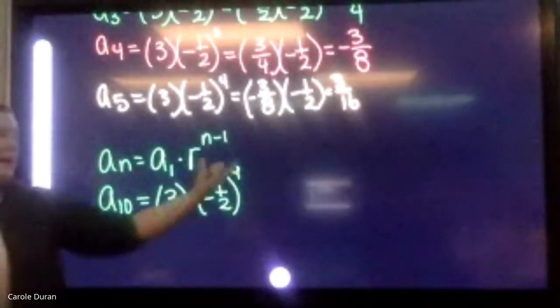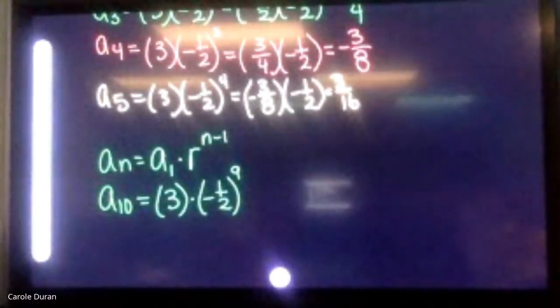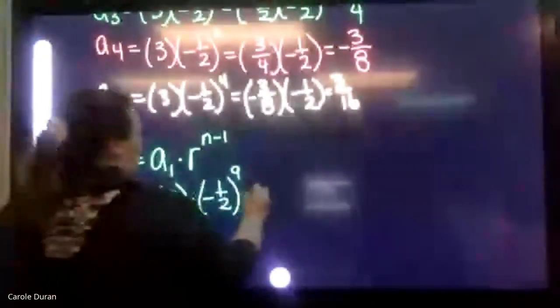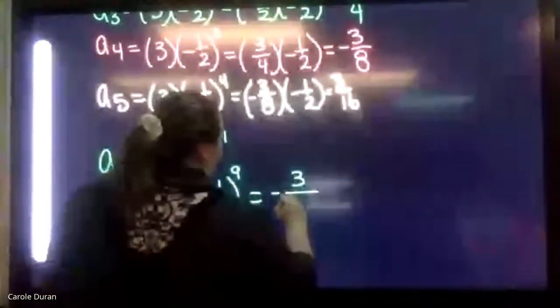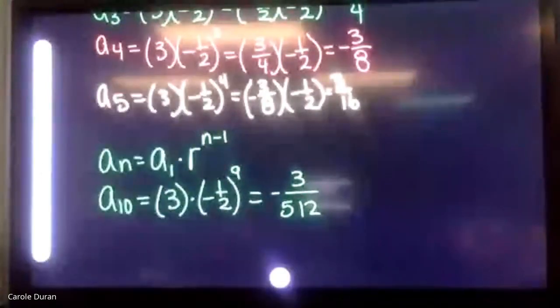If you're doing it in a calculator, I would do this part first, and then multiply your answer by 3. And you should get negative 3 over 512. I have no idea what the decimal is, but I can tell you if you got that, but we don't write decimals.